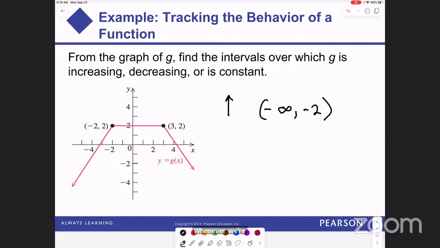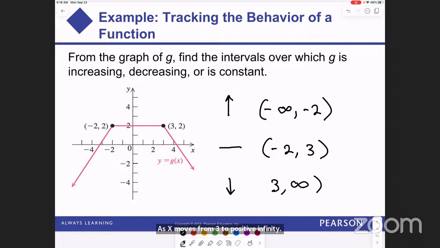Okay. So we're saying that this graph is increasing as x goes from -infinity up to -2. Then it's what? Constant. So I'm just going to capture that like this. I'm going to say constant as x goes from -2 to 3. Again, parentheses across the board. And then the function is decreasing as x moves from 3 to positive infinity. Infinity always gets a parenthesis as well. Okay.